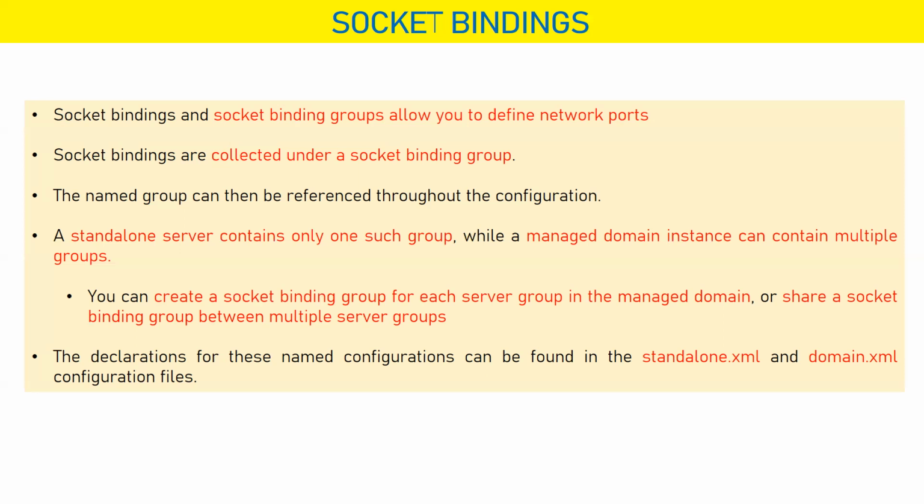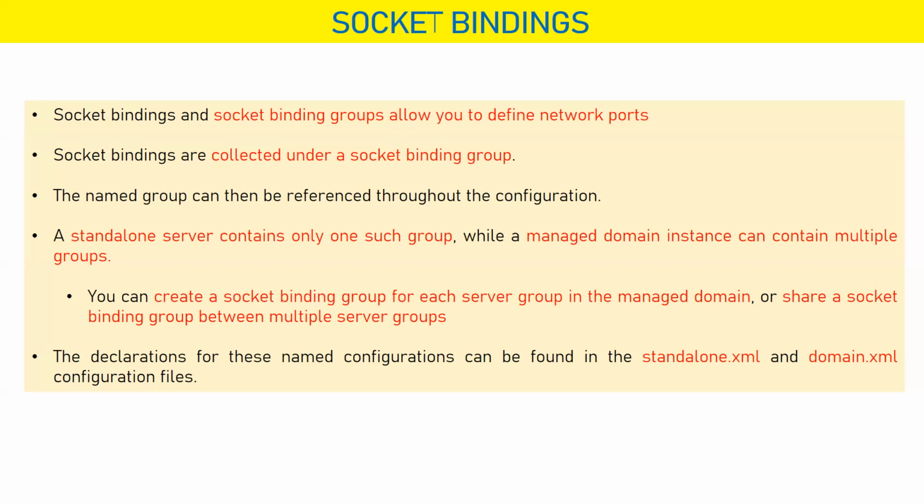So there would be a possibility that we have more than one server group running similar applications. Server group A is running application A, server group B is running application B, right? In that case, we would have to define different socket bindings or different ports for each and every server group, that means for each and every JBoss server instance and the web server running inside it.